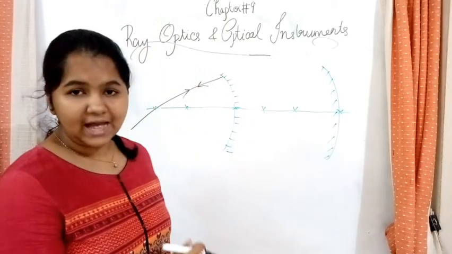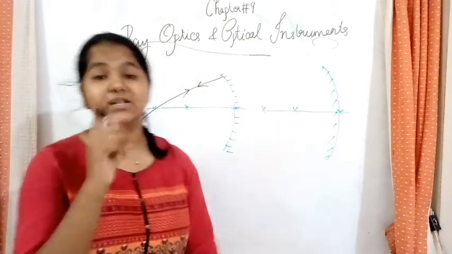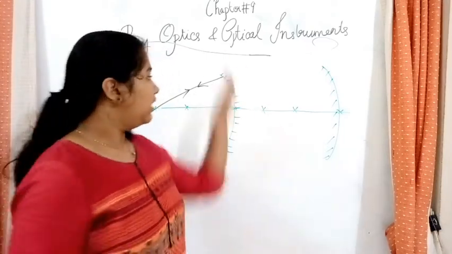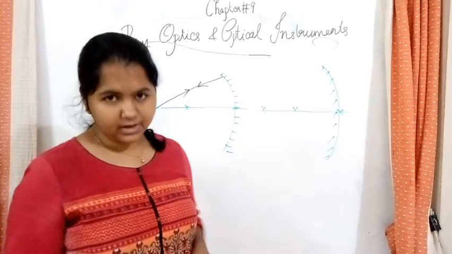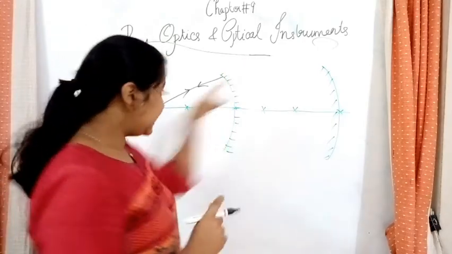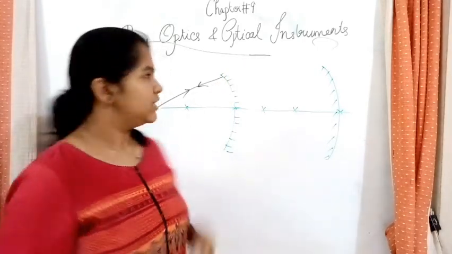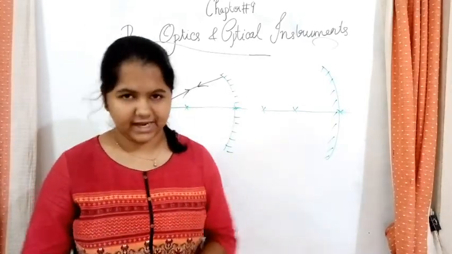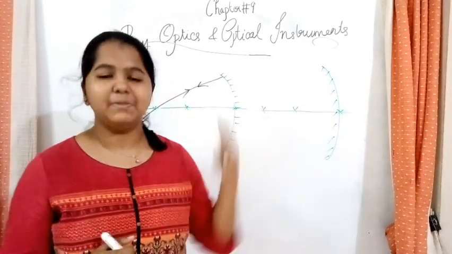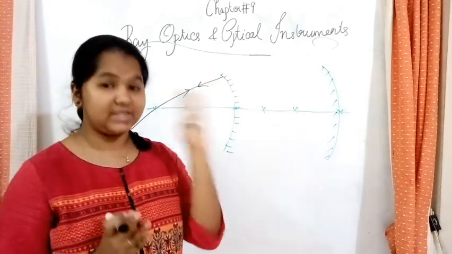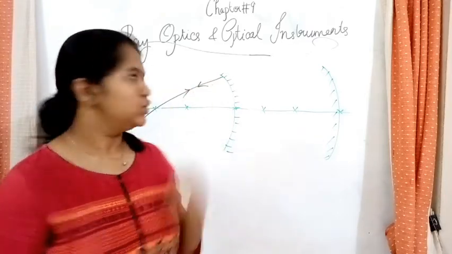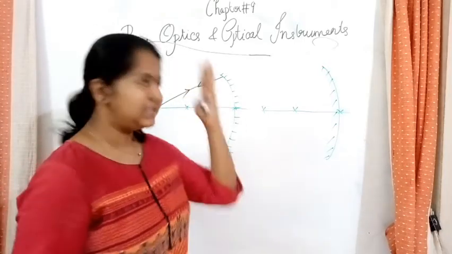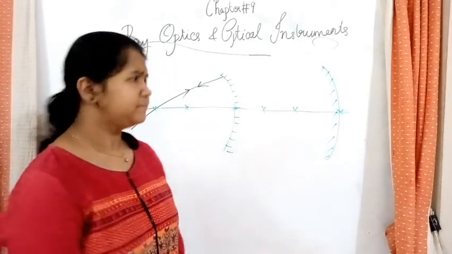So why is this happening? Because we know the center of curvature: when you join it to any portion of our mirror, you will get that line to be your normal. So you can see our normal as well as our incident ray are coinciding, which means the angle between the incident ray and the normal is 0. So angle of incidence is equal to angle of reflection, and hence the retracing of path happens.